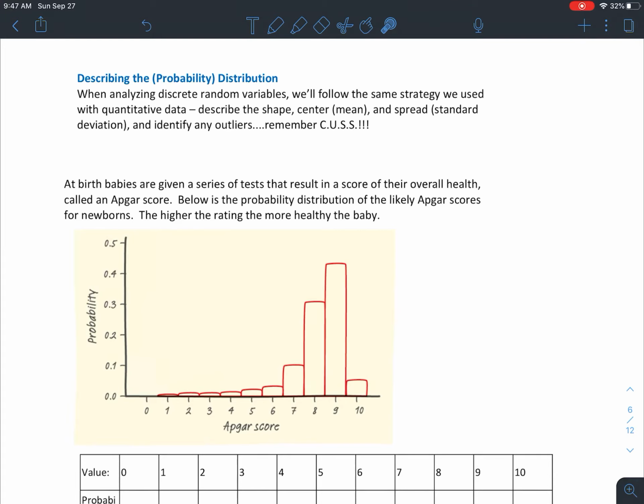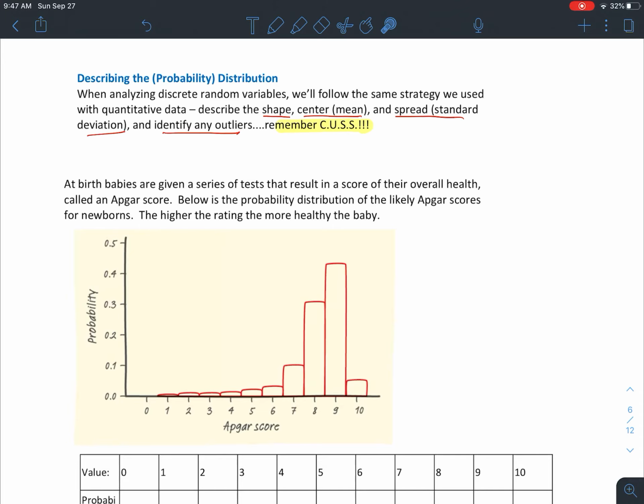All right, so let's go ahead and take a look here at the next page. This is where we're going to wrap up this video just with this last example here. It's talking about describing a probability distribution. It says when we're analyzing discrete random variables, we're following the same strategy that we used way back in chapter 1 when we wanted to describe the shape and the center and the spread of a distribution, as well as identifying any outliers. We had always used that acronym CUS. So we want to keep that in mind as we are looking at this probability distribution.